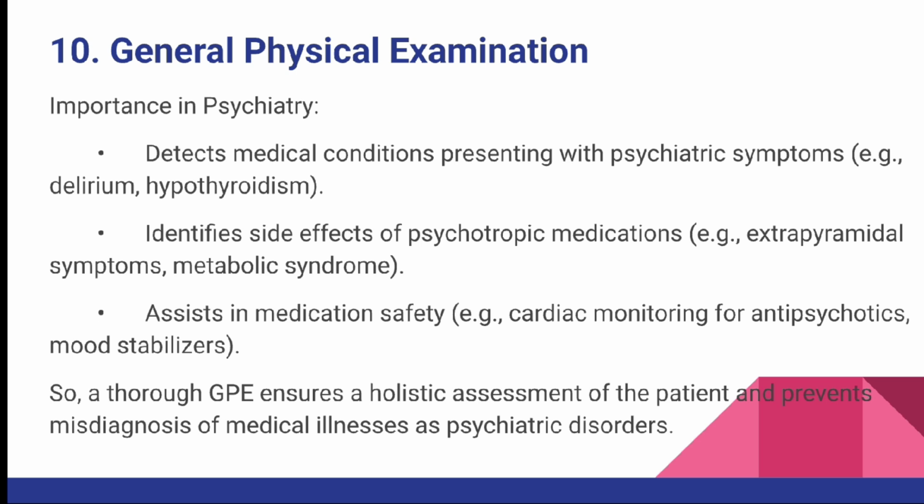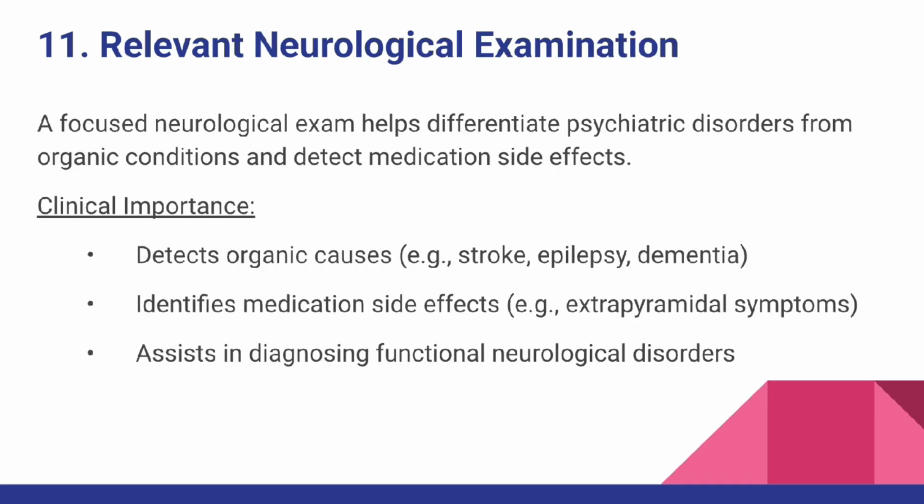So, GPE in psychiatry detects medical conditions presenting with psychiatric symptoms like hypothyroidism, delirium, stroke, identifies side effects of psychotropic medications like extrapyramidal symptoms, and assists in medication safety. So, a thorough GPE ensures a holistic assessment of the patient and prevents misdiagnosis of medical illnesses as psychiatric disorders. Same is the case with relevant neurological examination.